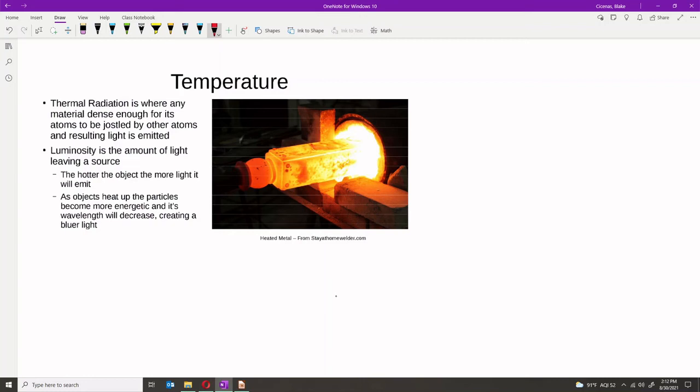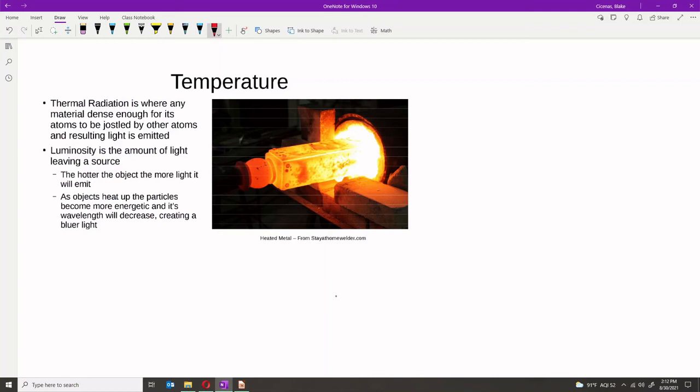And then luminosity is, say, the measurement of that light, how bright something is. And the hotter the object, the more light it emits. So hotter objects have higher luminosity. Makes sense. A brighter bulb, a hotter bulb, a traditional incandescent light bulb is going to have more heat. And as objects heat up, the particles become more energetic, and the wavelength will decrease, creating a bluer light.